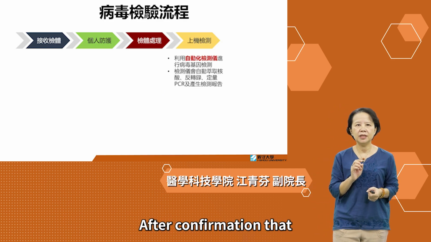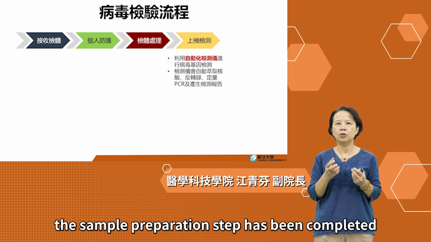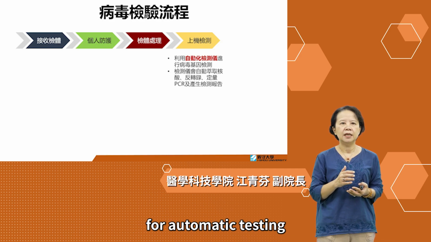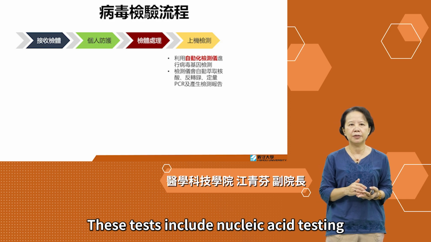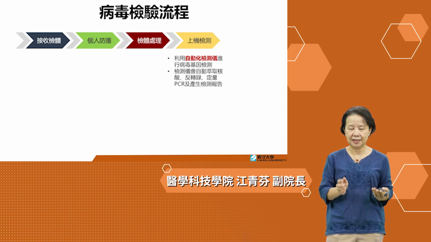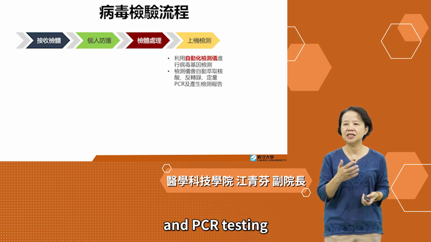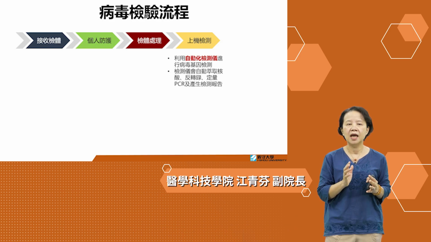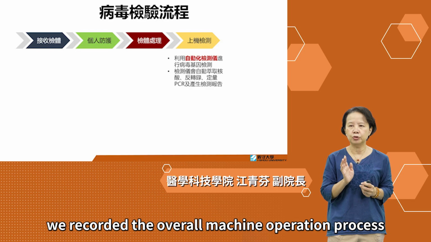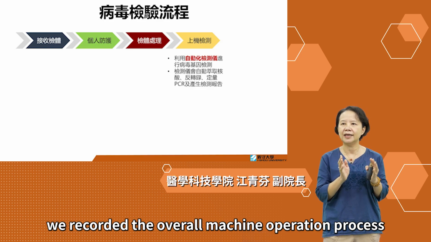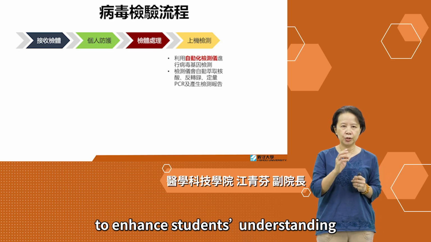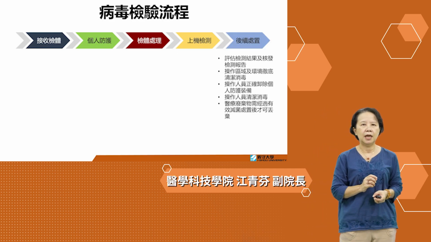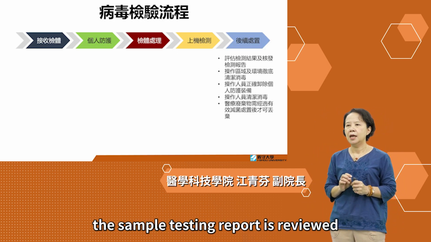After confirmation that the sample preparation step has been completed, the sample is transferred to the machines for automatic testing. These tests include nucleic acid testing, reverse transcript testing, and PCR testing, after which a sample testing report is produced. For the testing material, we record the overall machine's operation process to enhance student understanding of how sample testing is conducted in a hospital environment. Finally, the sample testing report is reviewed.